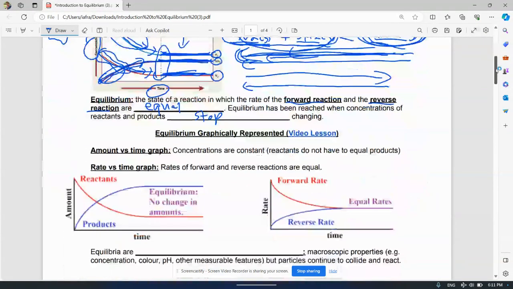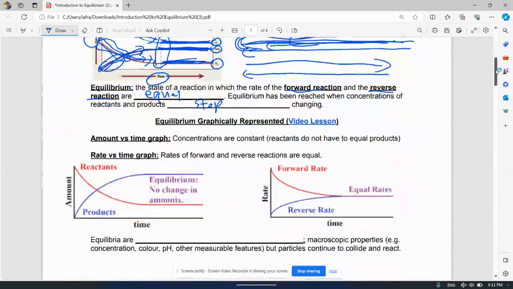So in the next segment of this video, we're going to take a look at equilibrium graphs in a bit more detail.